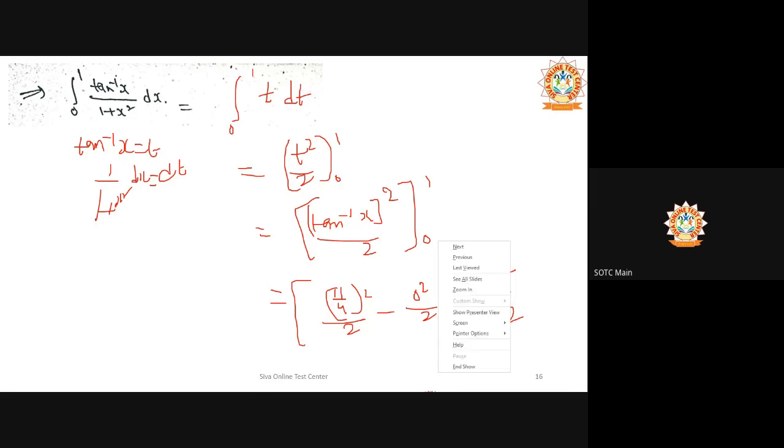Clear? Right. Let us move to the next question. Integration of 0 to pi by 4 sine cube x into cos x dx. See, now tell me what we need to assume as t and which will become f of t.